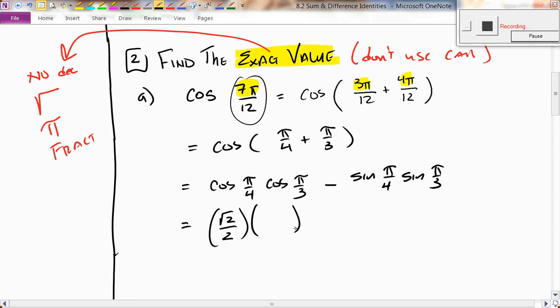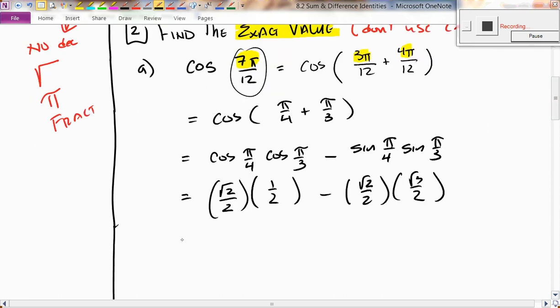What's the cosine of pi over 3? 1/2. Very good. What's the sine of pi over 4? Rad 2 over 2. What's the sine of pi over 3? Rad 3 over 2. Does everyone see how we're getting those off of our unit circle? That's why our unit circle is super important to have while we're doing these problems.